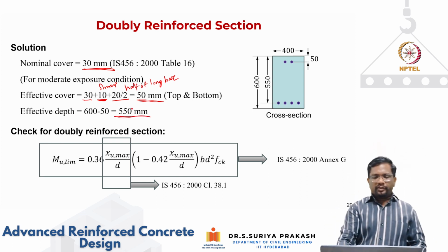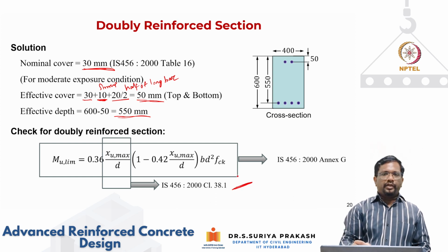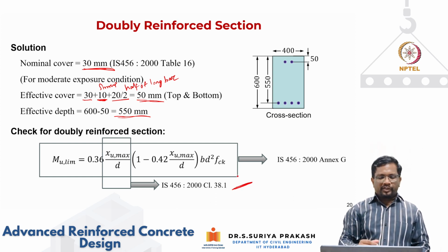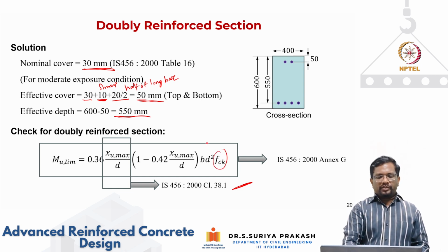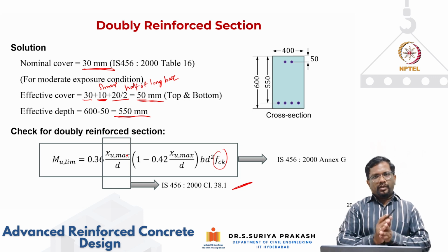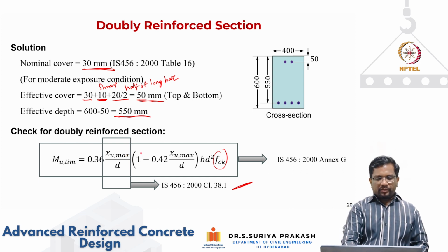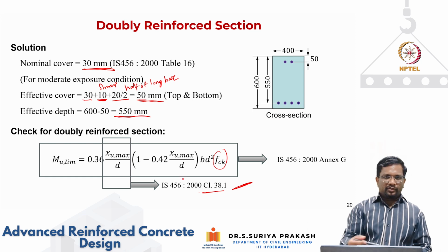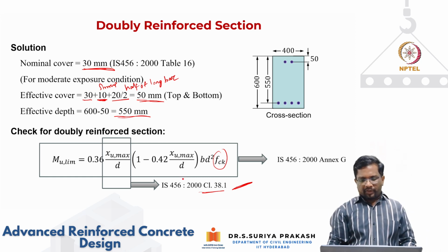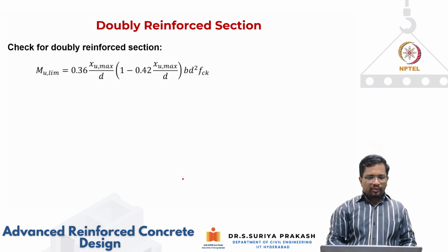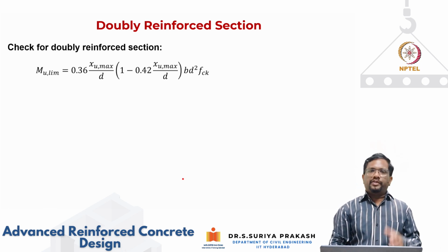Now we have derived this limiting moment resistance. Okay, it is purely a function of your Xu max by d, and then for a particular grade of concrete, we can calculate your Mu limit, right? So this is just the moment resistance that we are taking in terms of your compression force, right? This is directly given in your IS 456, and we also derived it in the previous part of the module, right? So let's plug in these values and see what is your Mu limit.